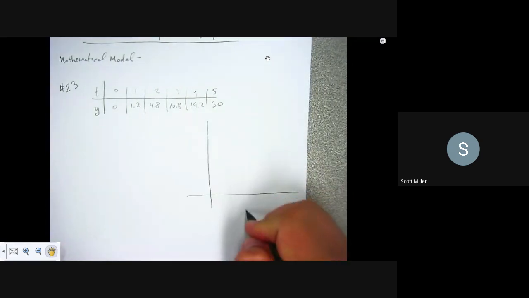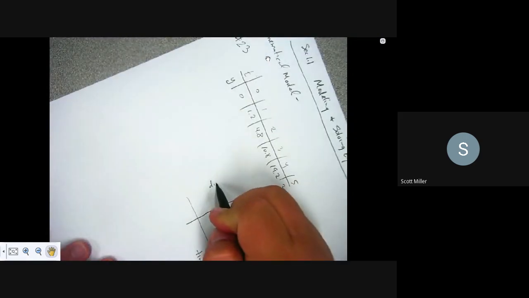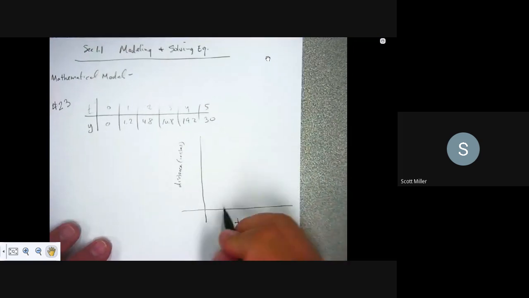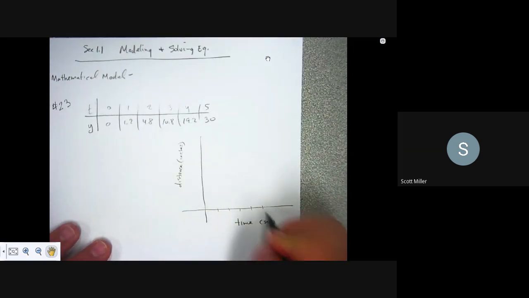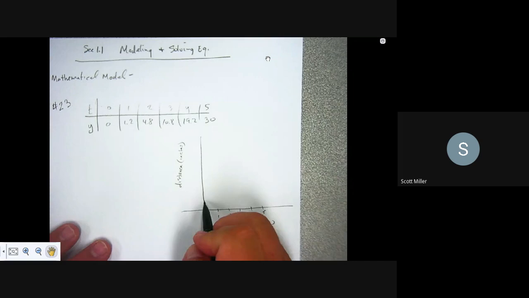Down here would be time, and that would be in seconds. When you draw graphs like this, you have to identify what each axis represents. This is the distance in inches that the ball rolls. We had some time here from 0 to 5, so 1, 2, 3, 4, 5. The heights go from 0 to 30, so we need to have some numbers over here to go up to 30.